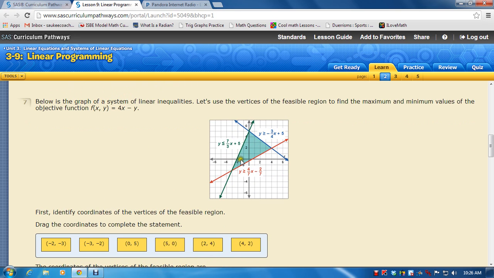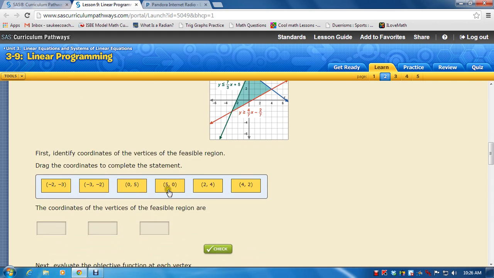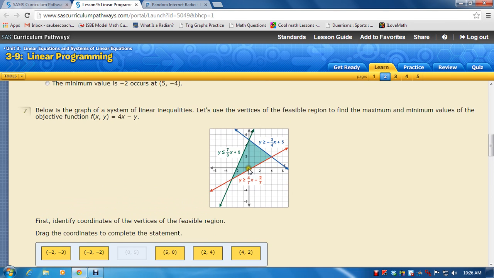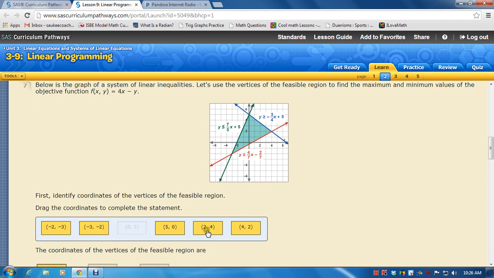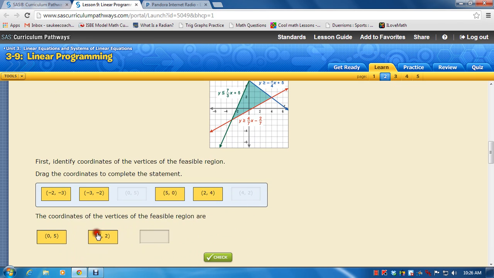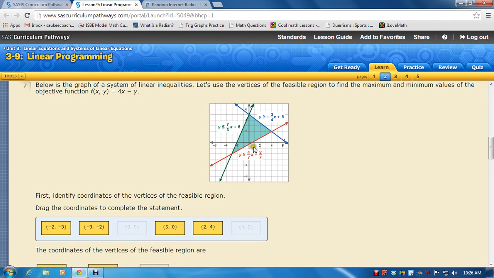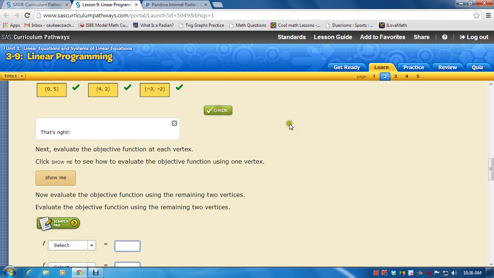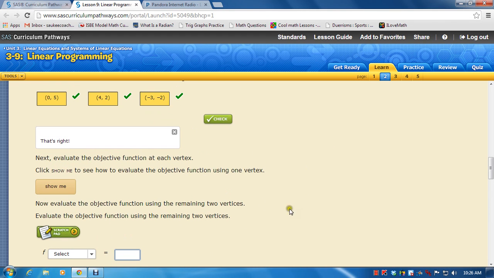So let's first identify the coordinates. I've got a point at 0, it looks like 0, 5. So I'll drag that one down there. Looks like I've got a point at 4, 3, or is that 2? 4, 2. And there we go. And I've got a point at -3, -2. We'll check that. Okay, we've got those.